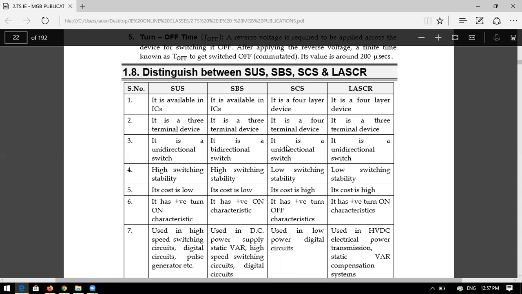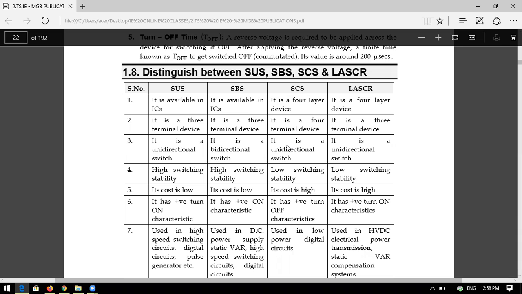Right, very good. So these are all also available in IC forms. If you see the first point, SUS is available in IC form, SBS is also available in IC form, and SCS and LASCR are also available in IC forms. It is a 4-layer device. SCS and LASCR are also 4-layer devices, because SCR is also a 4-layer device. How many terminals does the SUS have? It is a 3 terminal device.